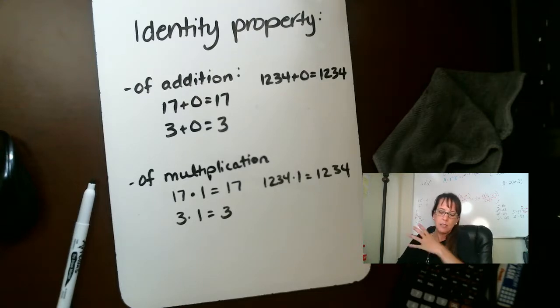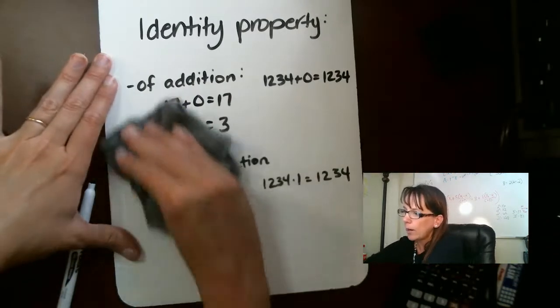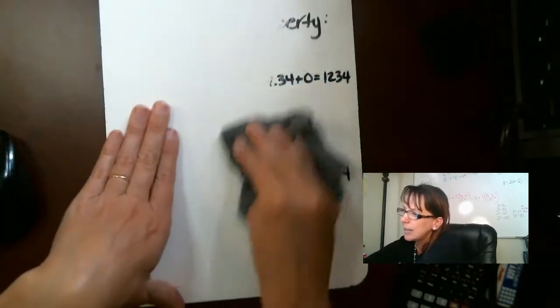Oh no, thus the 0 is the additive identity. But that's basically the idea here, okay? One more property that I want you to be aware of is called the associative property.